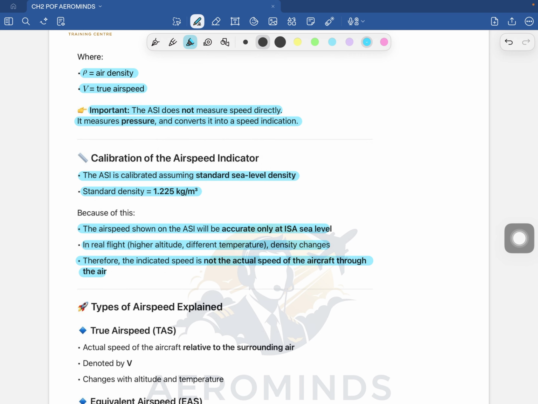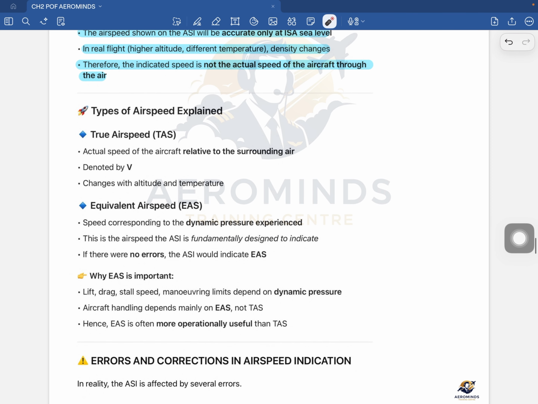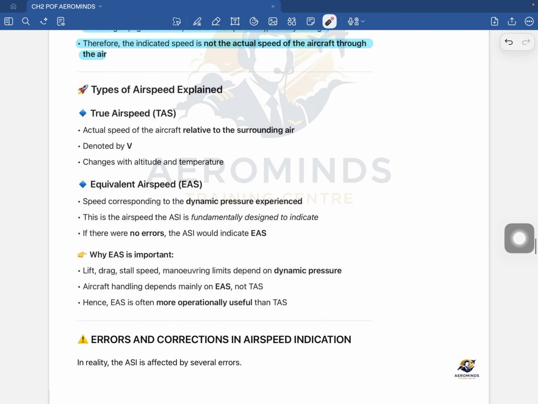Now we'll understand the types of airspeed, because DGCA loves to test whether you understand the difference between what the aircraft is actually doing and what the instrument is showing. Also, for your own learning, you need to know that. So first, let us talk about true airspeed, or TAS. It is the actual speed of the aircraft relative to the surrounding air. This is the real speed.